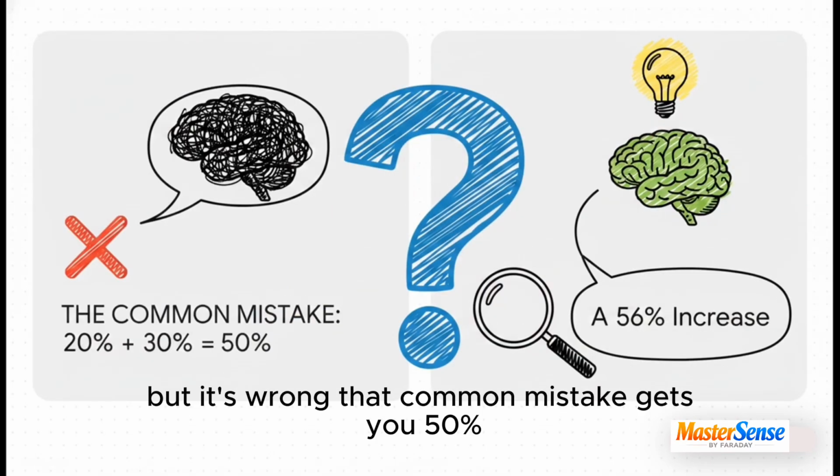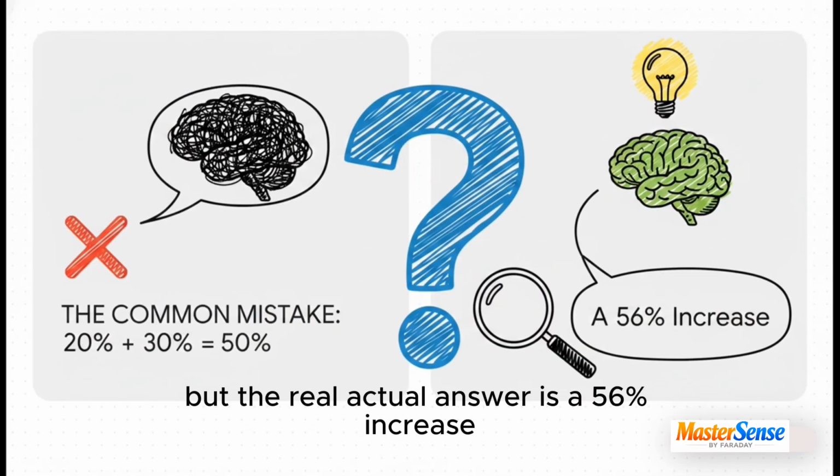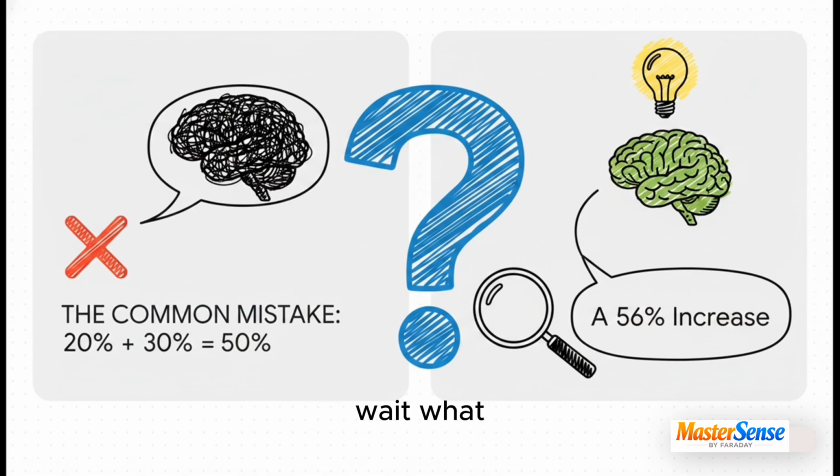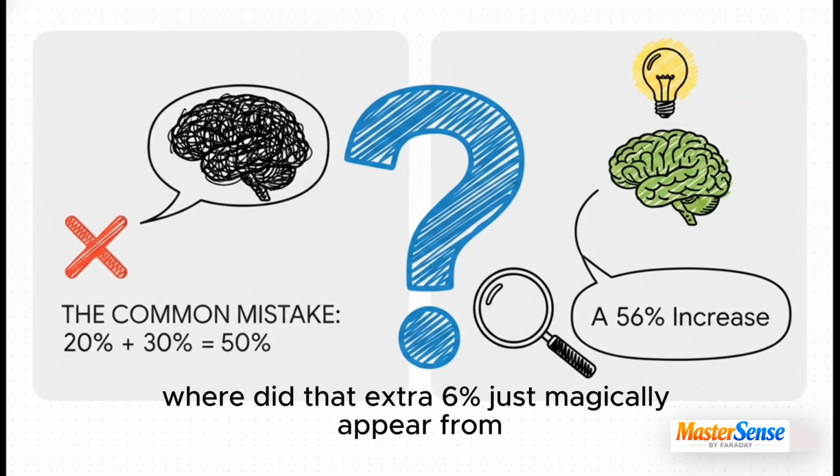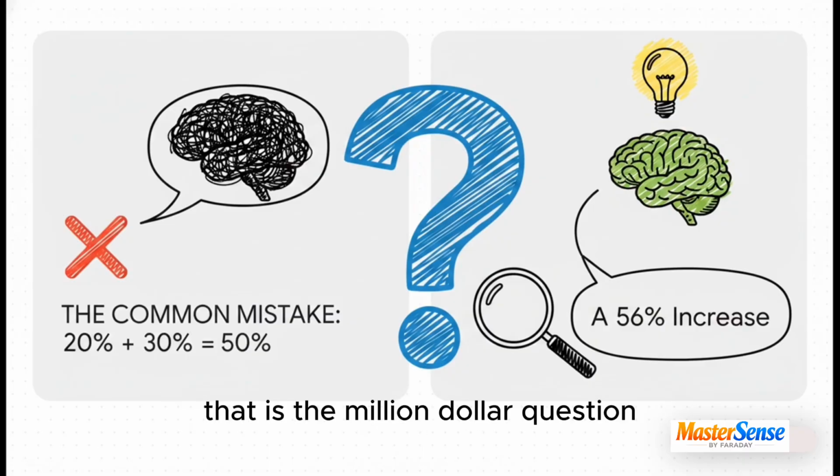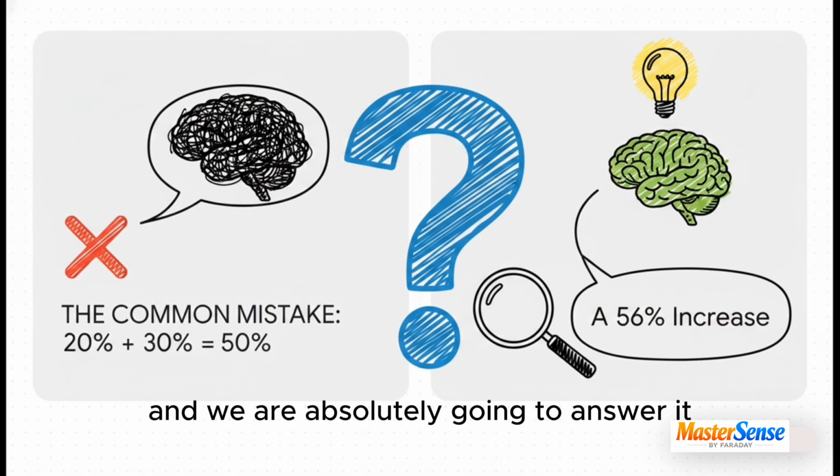That common mistake gets you 50%. But the real, actual answer is a 56% increase. And right now you're probably thinking, wait, what? Where did that extra 6% just magically appear from? That is the million-dollar question, and we are absolutely going to answer it.